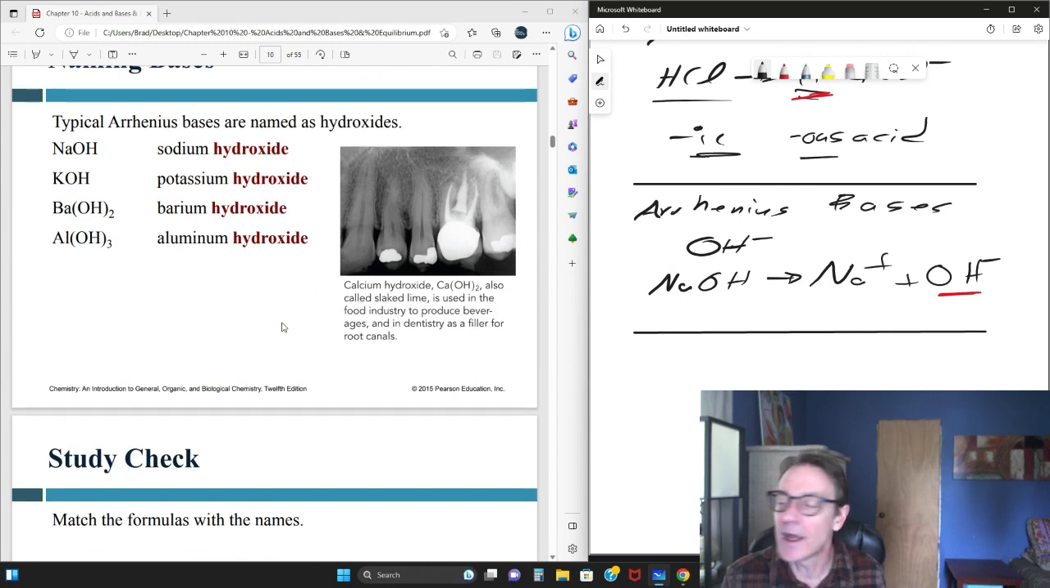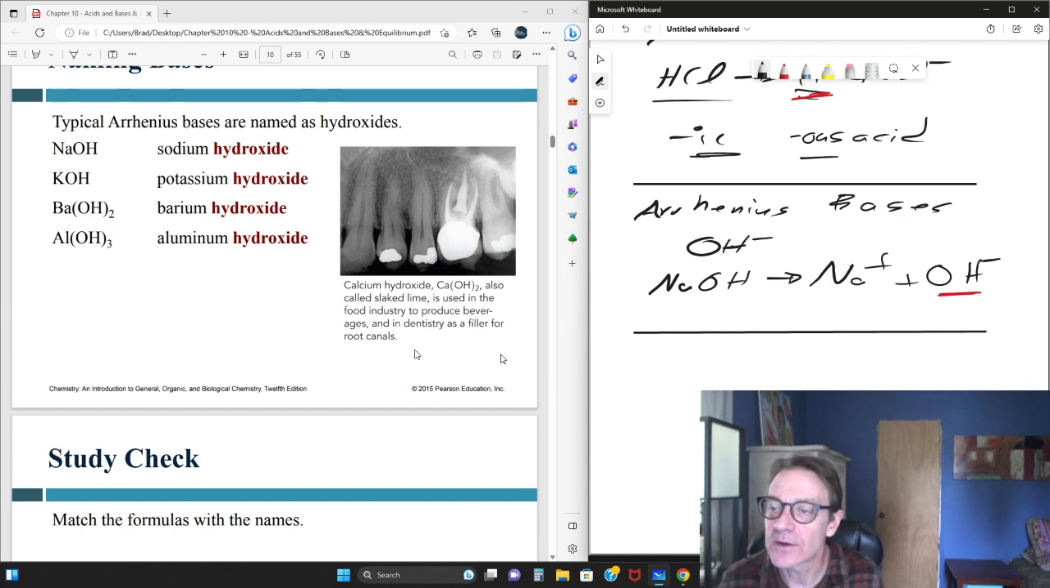So typically with the bases, you just say what is usually a metal, sodium, potassium, barium, and aluminum in these cases, and follow with hydroxide, indicating there is a hydroxide that's going to be coming off in solution. And there we go, pertaining to dentistry, calcium hydroxide. I'm assuming that's used with some frequency in dentistry. And use that in root canals to get in there and fill up those root canals.